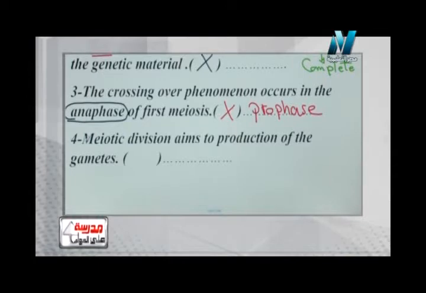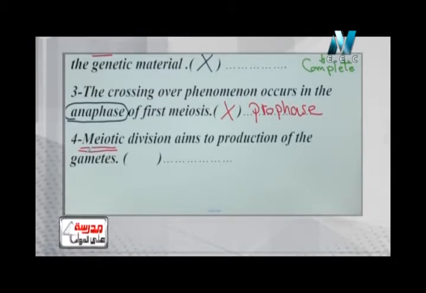Okay. Number 4, meiotic division. Be careful: meiotic is meiosis, mitotic is mitosis. Meiotic division aims at the production of the gametes. Gametes, as we studied before in second prep, means half number of chromosomes, like sperms in male of human, or pollen grains in male of plants, or ova in female.